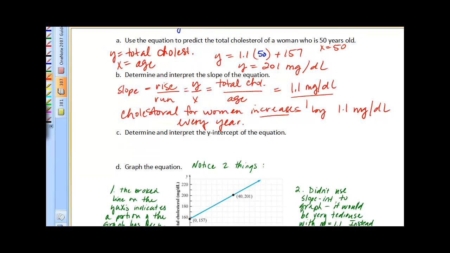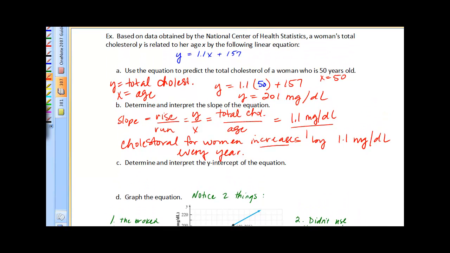Okay. Now, what happens if I want to determine and interpret the y-intercept of the equation? Well, let's scroll back up here. This was the slope, and I better circle that. This was my slope. Now, the 157, that's the y-intercept already of my line, isn't it? Well, how do I get the intercept? The actual point is when x is 0, isn't it?